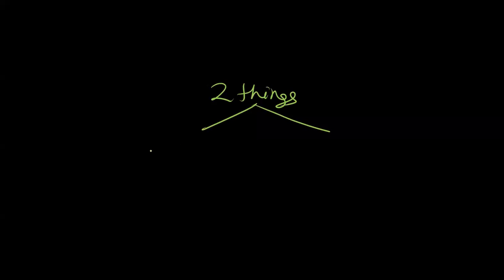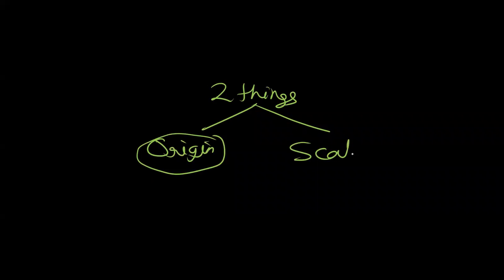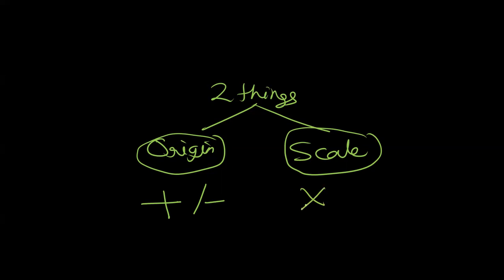Generally two things are there. One is origin and one is scale. Mostly people confuse among these, so I am telling in detail. So what does origin mean? Origin means whatever you are adding and subtracting, and scale means whatever multiplication and division you are doing with the observation, it will be called scale.